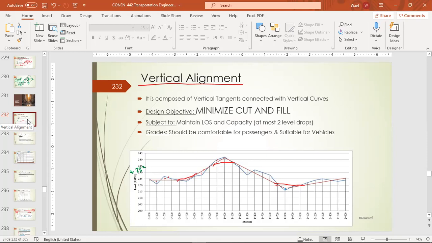So basically, the vertical alignment is composed of a group of vertical tangents connected with curves. The objective of the vertical alignment is to minimize the cut and fill, and the constraint is to maintain an acceptable level of service and capacity. The grades of these roads or tangents should be suitable for the design vehicles and the passenger comfort.